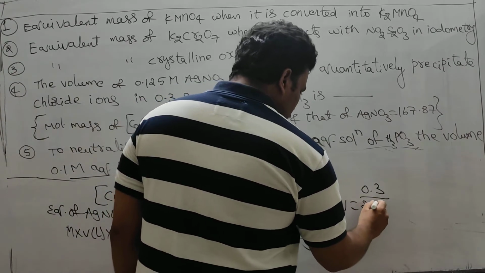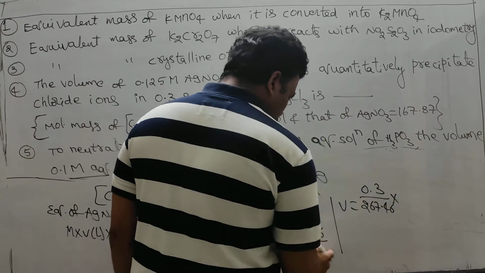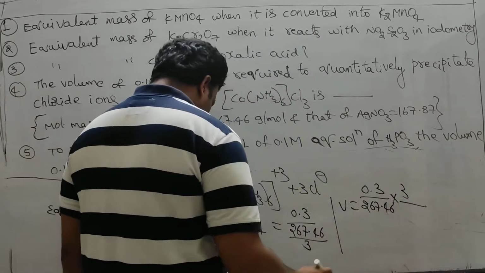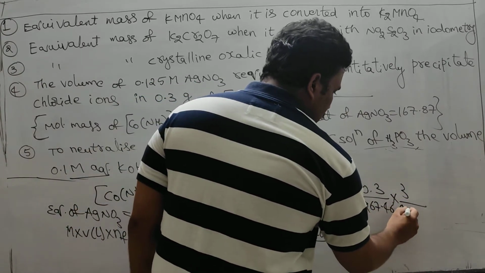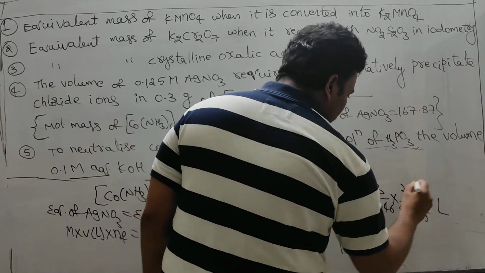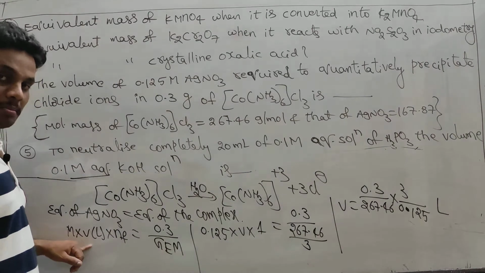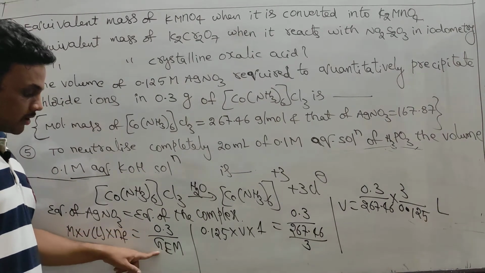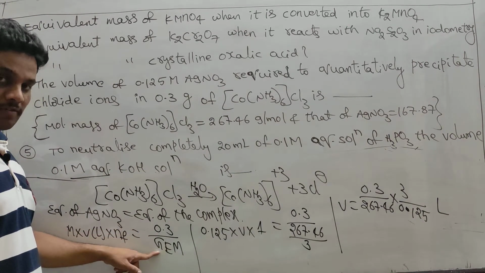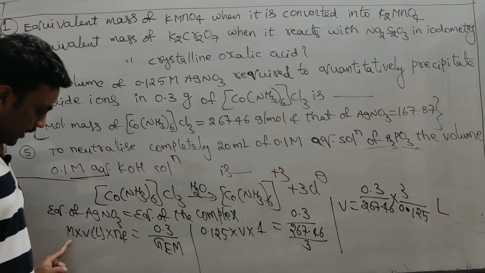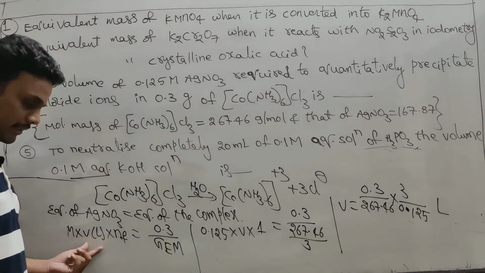Upon 4 6 into this, the 3 will go, upon 0.125 liter. Answer will come in liters. Okay, this is number of equivalents, not milli equivalents. Mass upon gram molecular mass is number of equivalents. Mass into molarity into volume into n factor. Volume is taken in liters.